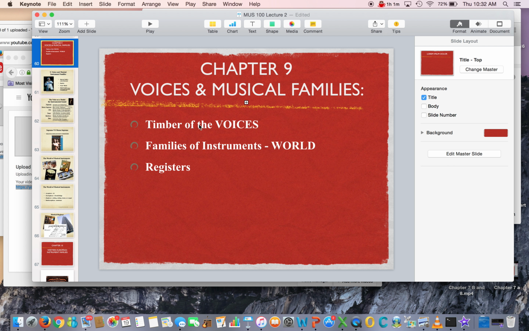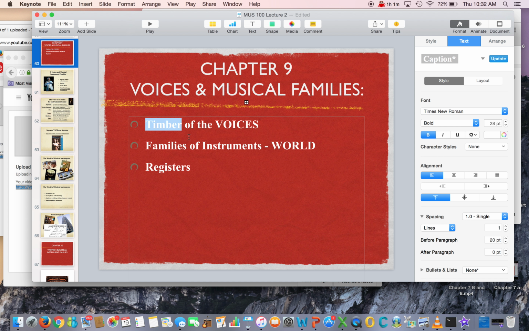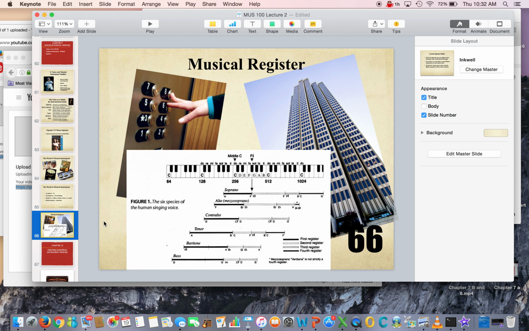So the voices, timbre, timbre, timber, timbre. That means the quality of the sound, the characteristic of the sound, or the color. Families of the instruments and the registers. Okay, so I'm going to start with registers actually. Registers just really means what range of the spectrum of sound they sing or play at.